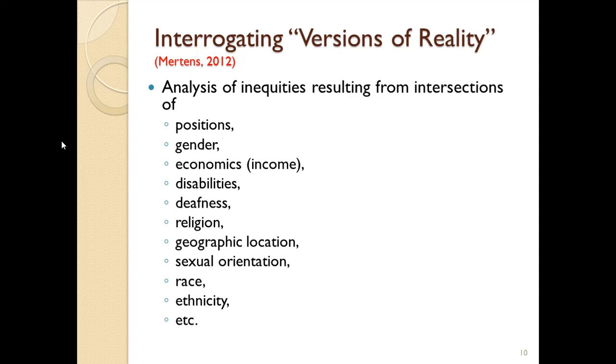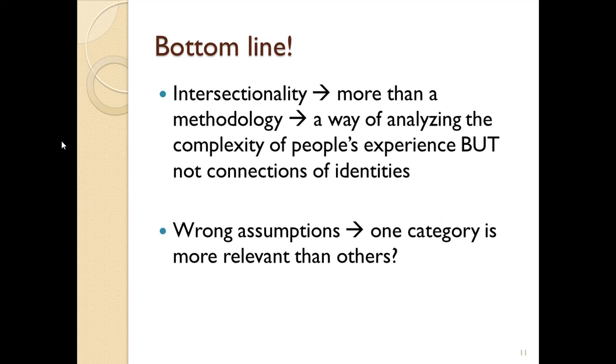So again, I've already talked about this in the two previous sessions about what Martin says, that we need to have evaluations that interrogate different versions of realities based on different intersections of factors, such as positions of gender, income, disabilities, deafness, religion, race, ethnicity, and so on. When we apply evaluation without reflecting on these different versions of reality, we miss understanding why intended and unintended outcomes are experienced differently for different groups. So that is the whole idea of using intersectionality.